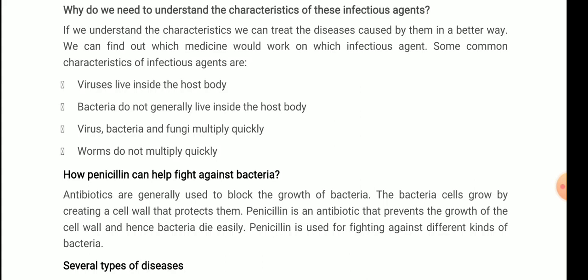Second, bacteria do not generally live inside the host body. So bacteria generally do not live inside the host body, they generally remain outside also, and they can cause the disease. But with viruses, they definitely live inside the host body and cause the disease.